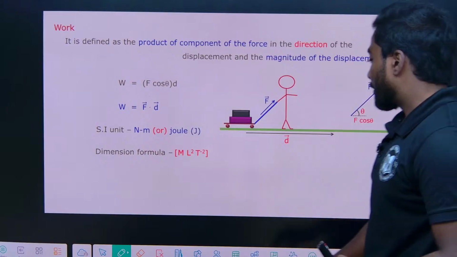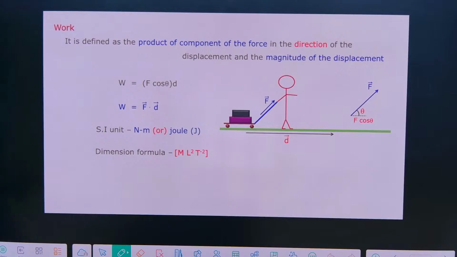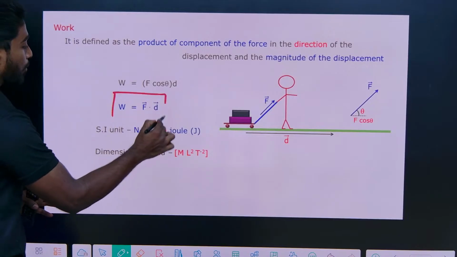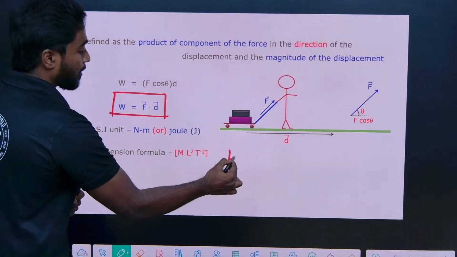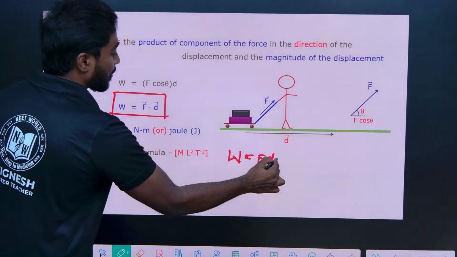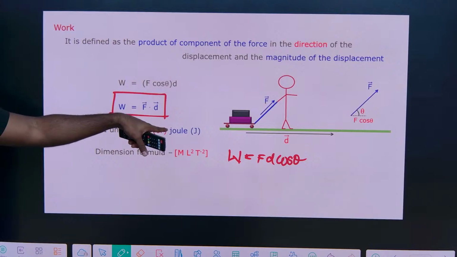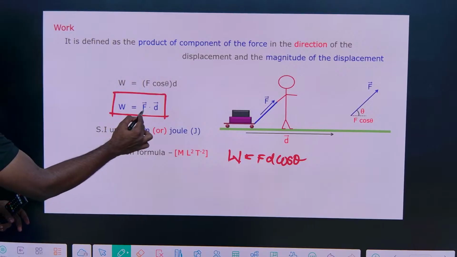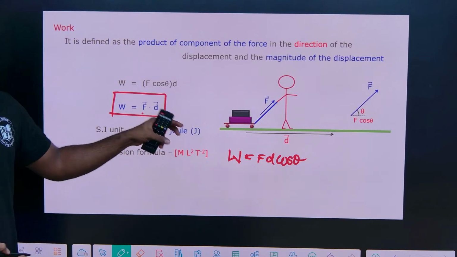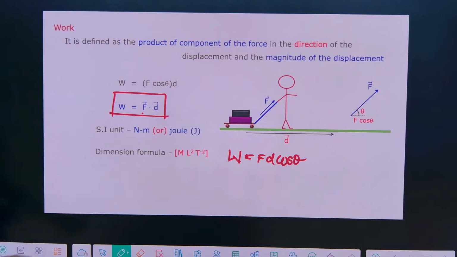So when we talk about work, it's a product of both force and displacement. So the formula is W equals F dot D. The other formula is Fd cos theta, where F is force and D is displacement. So the unit will be Newton meter or joules. For force it is Newton, for displacement it is meter. So Newton meter or joules. The dimensional formula is ML squared T power minus 2.